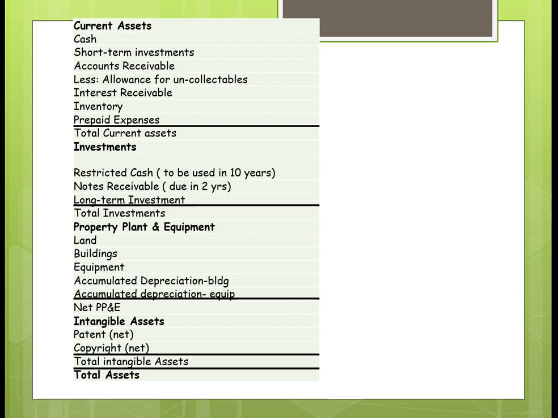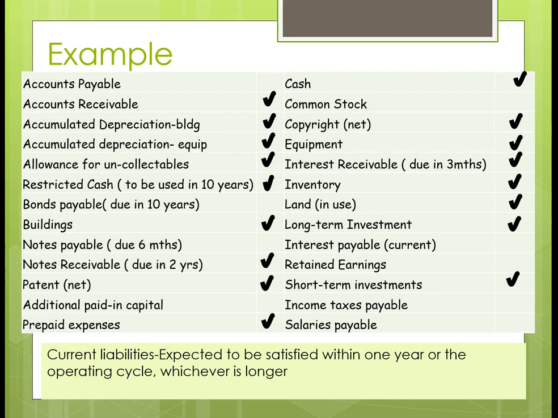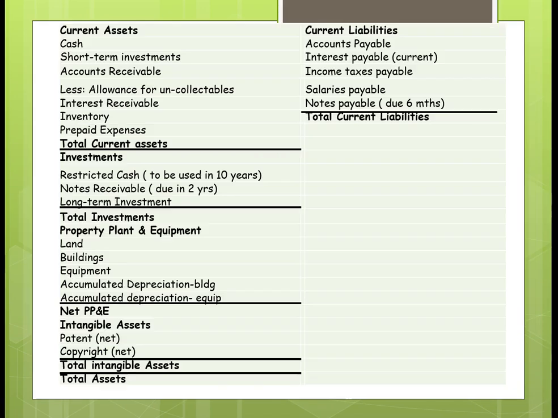Now we're going to go to the other side, which is liabilities and equity. So, current liabilities, expected to be satisfied within 1 year or the operating cycle, whichever is longer. So, we go through our list. We know accounts payable would be those amounts we owe our vendors. We have a notes payable due in 6 months. We have interest payable, we have income tax payable and salary payable. Now let's take a look at what this looks like on the balance sheet.